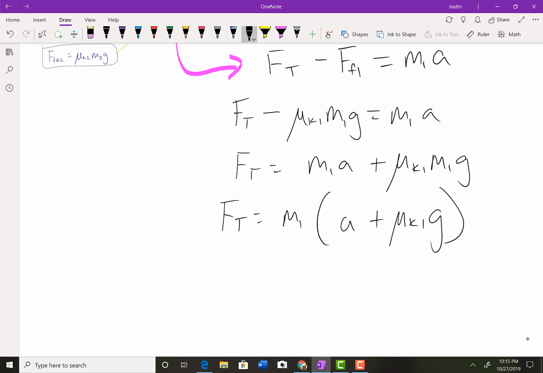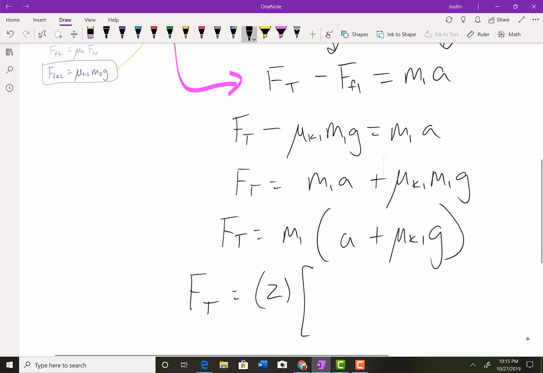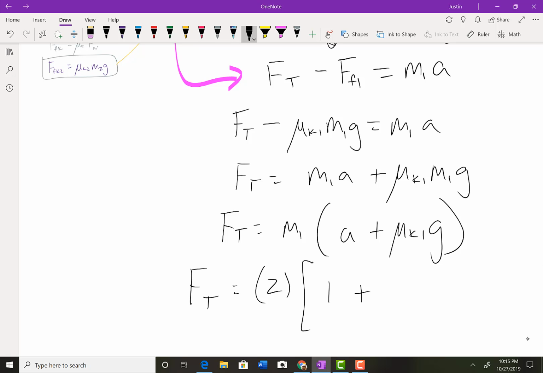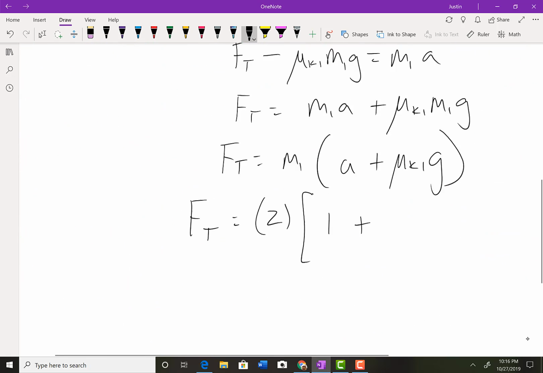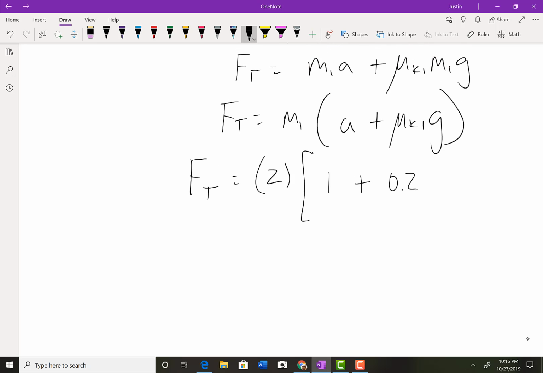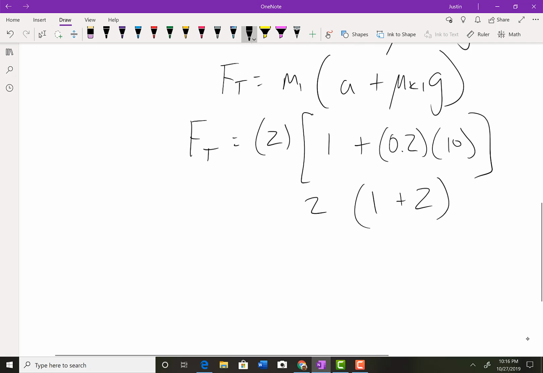And now I can plug in everything. Tension force equals M1, I believe, is 2 kilograms multiplied by A, which I just found out was 1 meter per second squared, plus mu K1, which is 0.2, and then G, which is about 10. So that should give me 2 plus 1, all this multiplied by 2. So 2 plus 1 is 3, multiplied by 2 is 6. That should give me a tension force equal to 6 newtons.